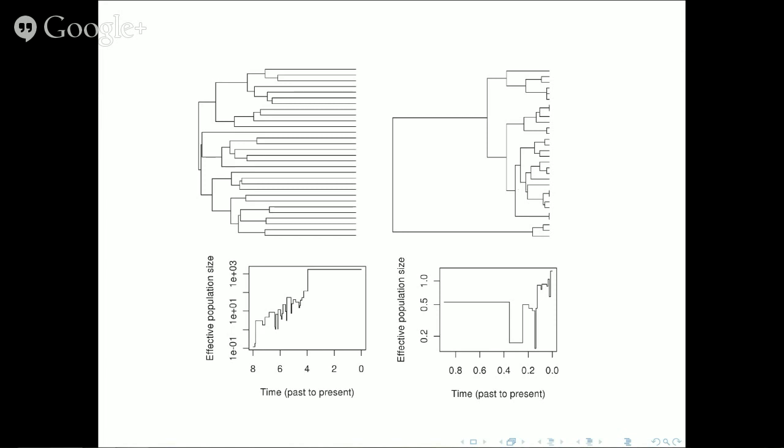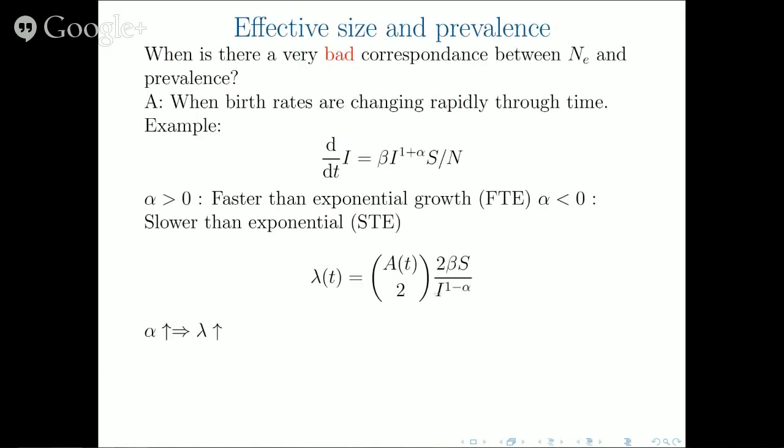And if you calculate the skyline estimate for this genealogy, you find that the effective population size doesn't increase at all. It's basically flat. And the reason for that is very clear if you simply look at this equation.